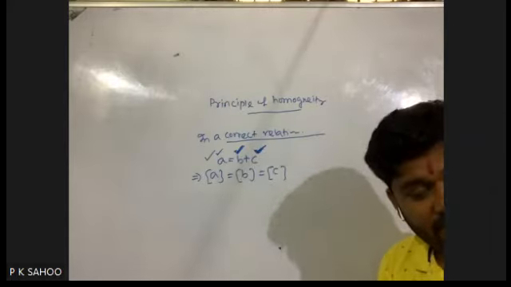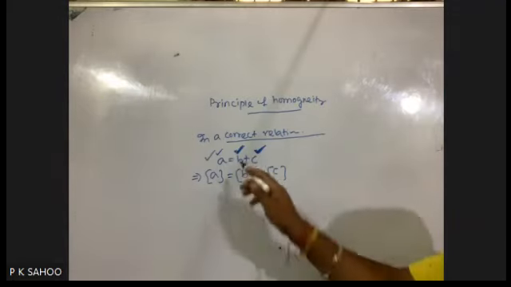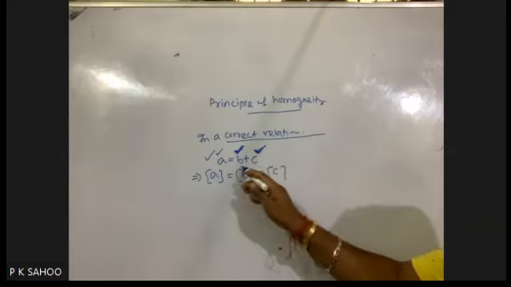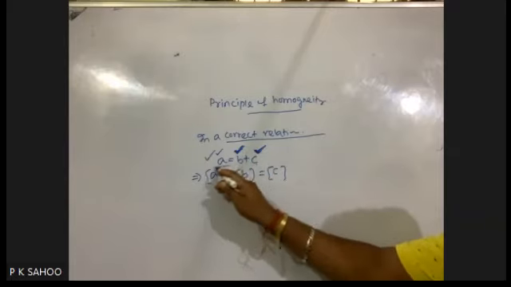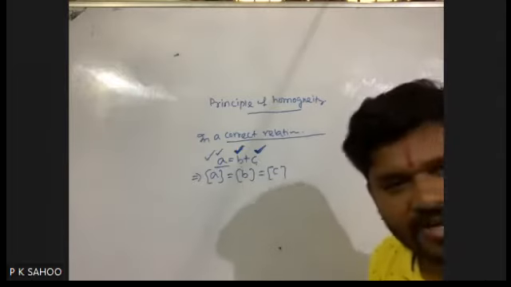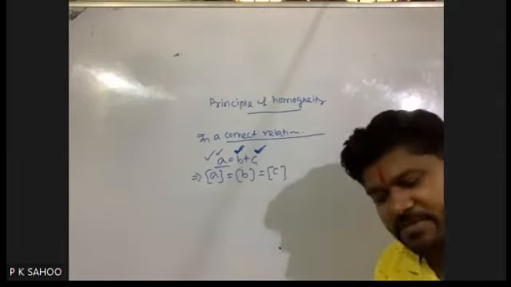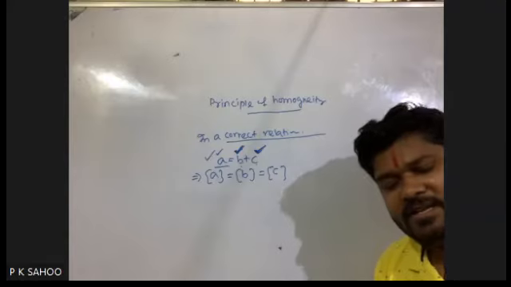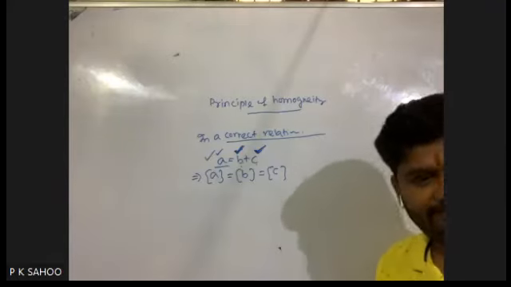Possible? No, sir. Not possible. Okay, so if two terms are added like this, then they must have the same dimension, and the result will also have the same dimension. Their units are the same, that's why the dimensions are also the same. This is the principle of homogeneity. In a correct relation, the dimensions of each term are the same.